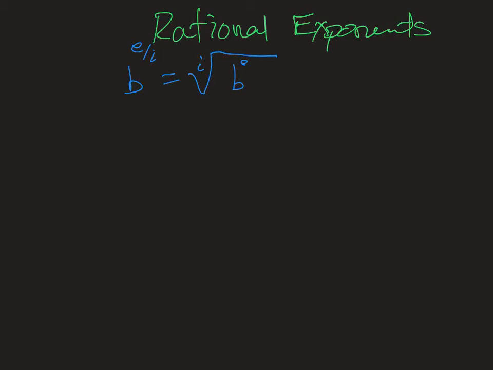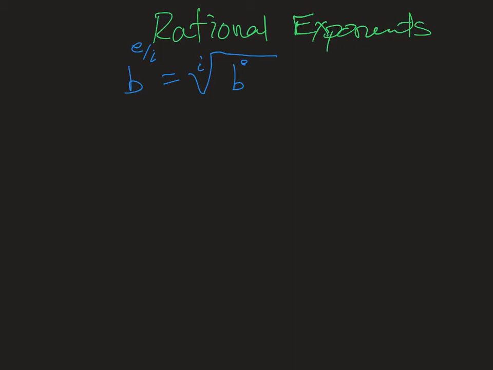How I remember it, and I have little kids, so we sing a lot of nursery rhymes, is Old MacDonald. Old MacDonald had a farm, E-I-E-I-O. So that's how I remember it. E and I, and the O stands for over, so it's E over I. So the exponent over the index. Just think of Old MacDonald, and you'll never forget it.